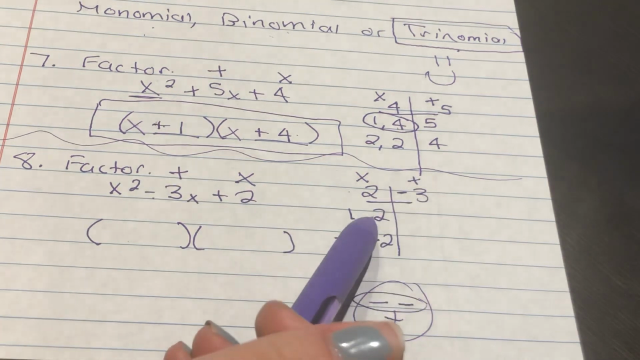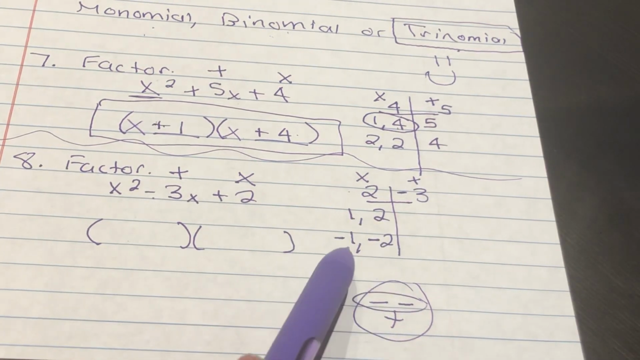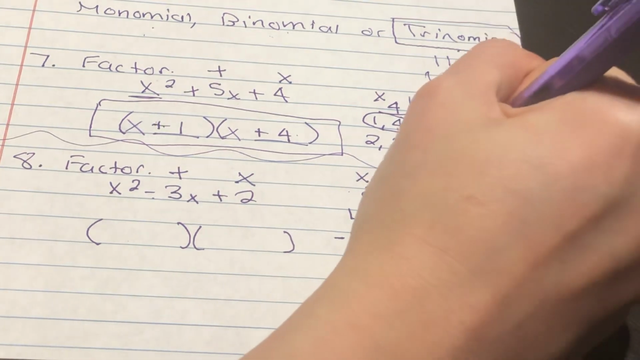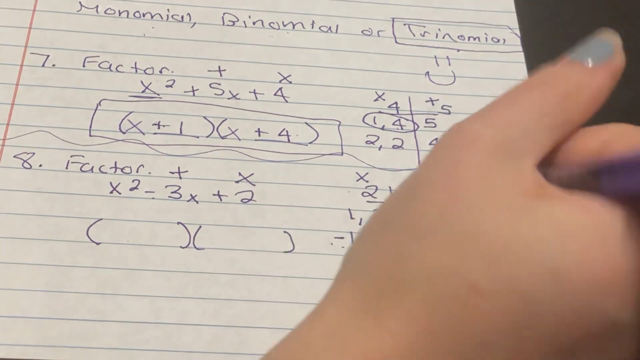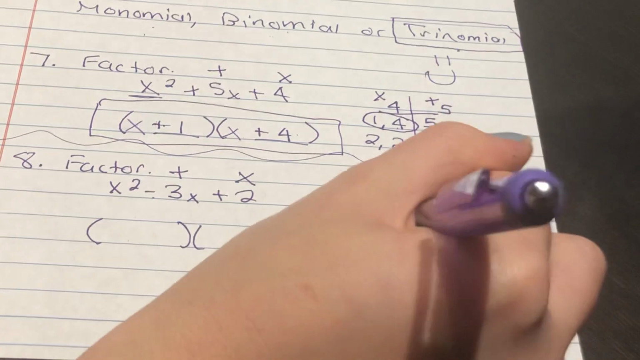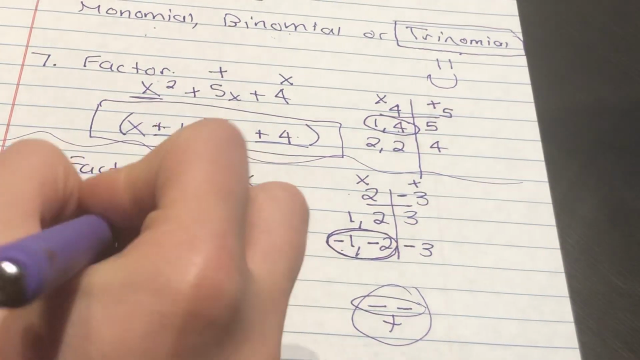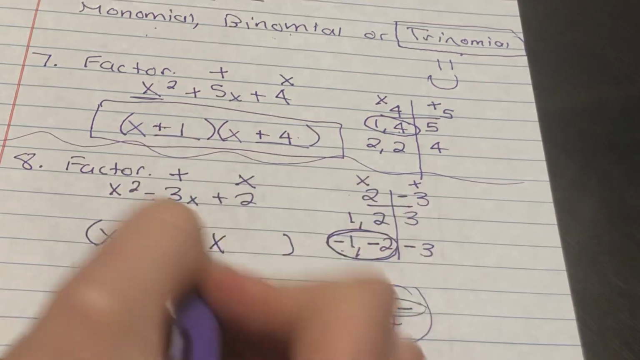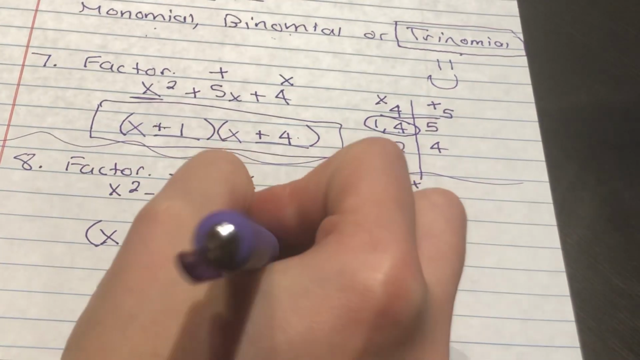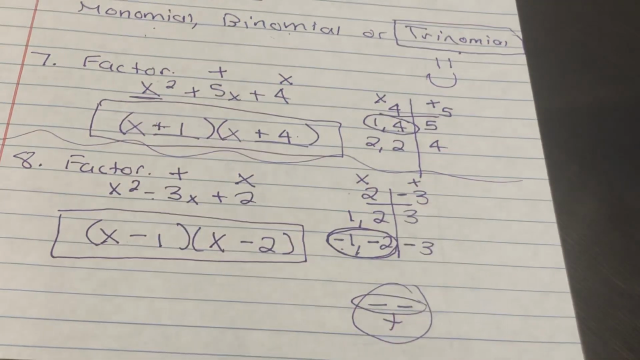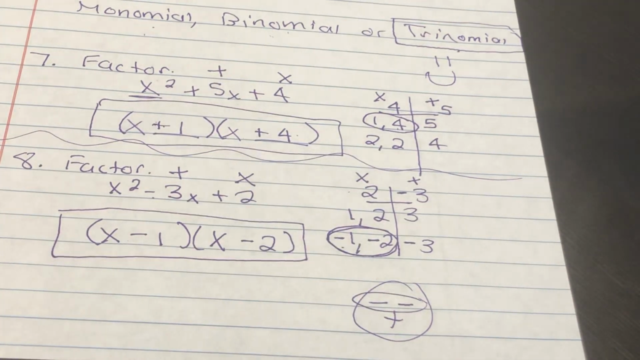And think about this. Which one, if you add them together, will you get negative 3? Well, 1 plus 2 is 3. But negative 1 minus 2 is negative 3. So these are my magic numbers: negative 1 and negative 2. I know x and x, negative 1, negative 2, and you're done. So again, just be careful with negatives. Make sure you write down all of your options.